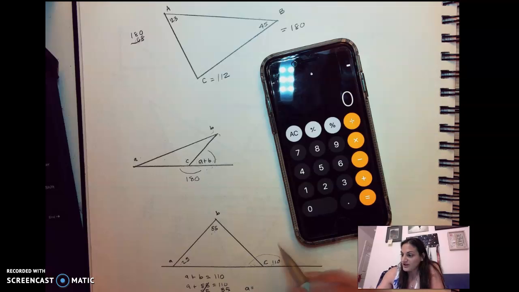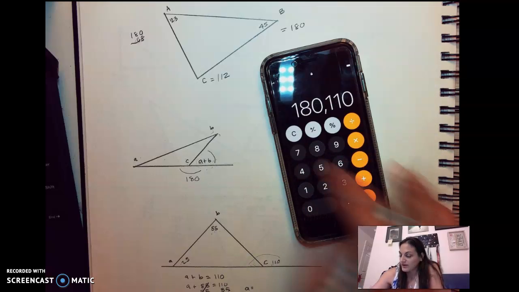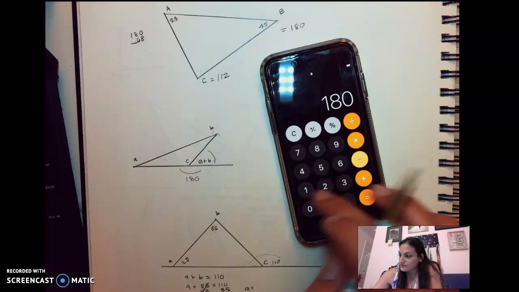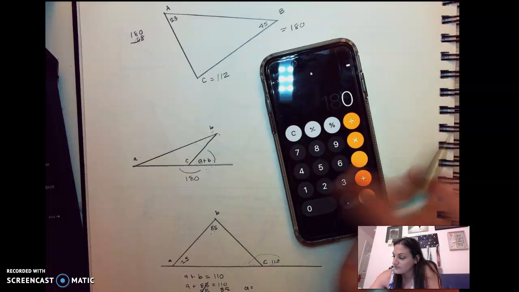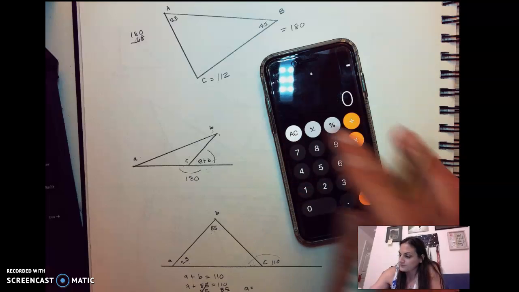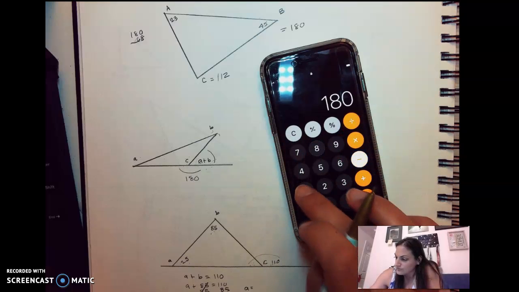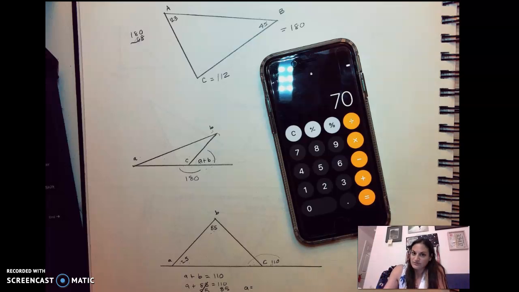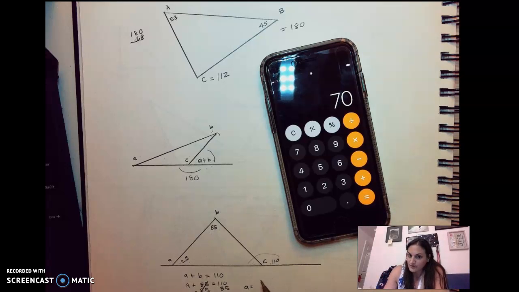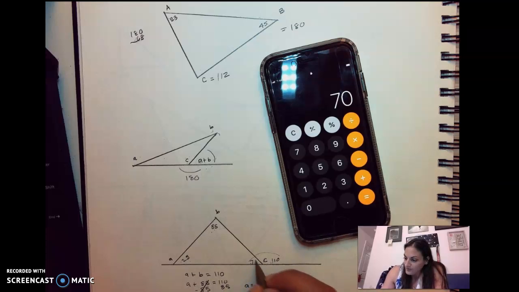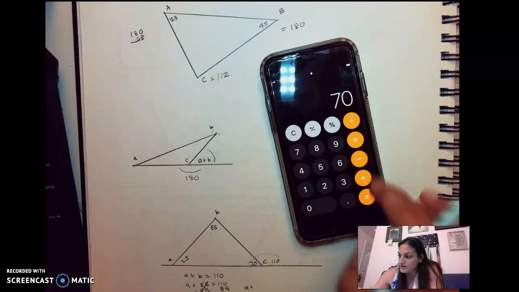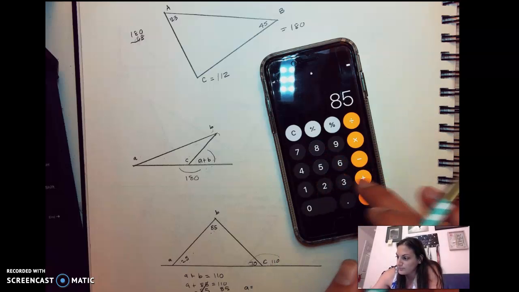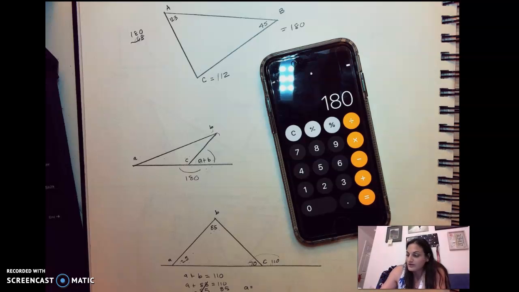So if I take 180 and I subtract 110, 180 minus 110, oh, I can't type today. This is why I don't like adding or subtracting on here. It hits keys really incorrectly all the time. All right, so this number is 70. That's 70 degrees, right? So I can also double check and make sure that that sum is 180 as well. So 70 plus 85 plus 25, again 180, we're good to go.